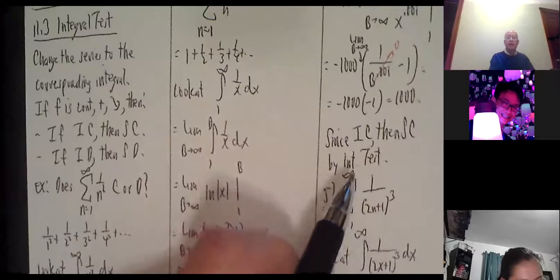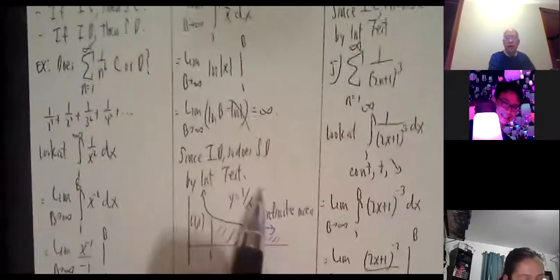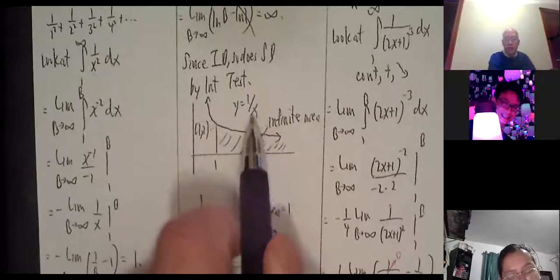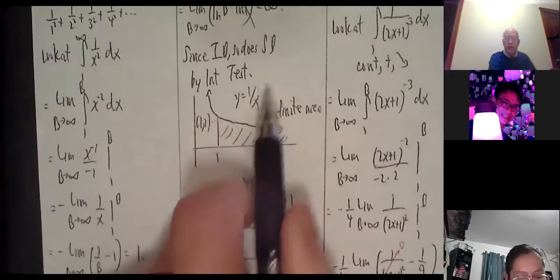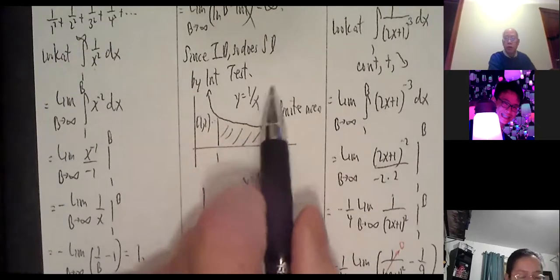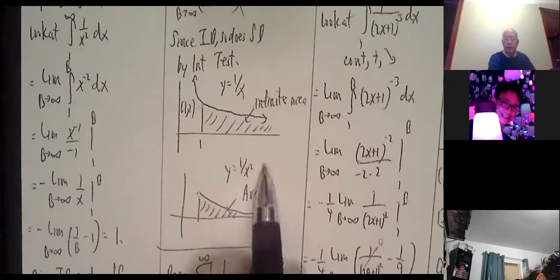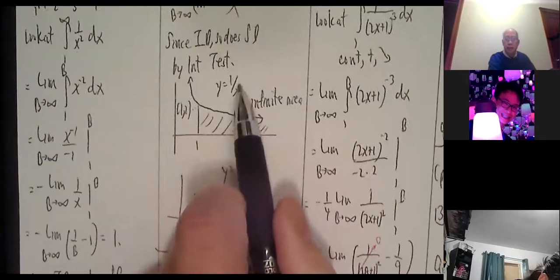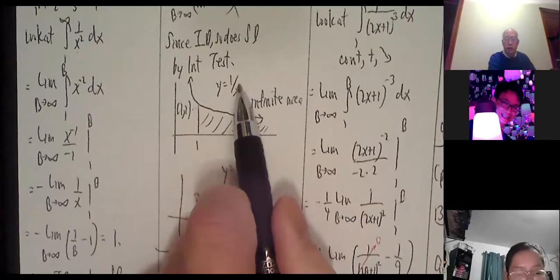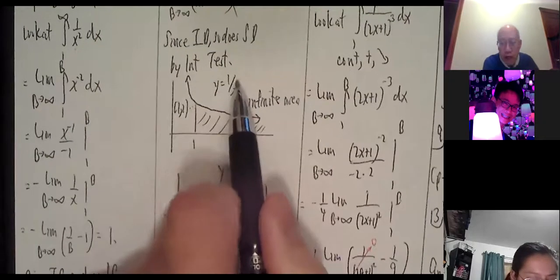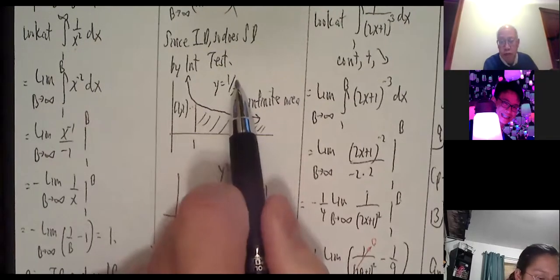That same logic would apply if I put any exponent bigger than 1. If I did 1.001, the logic would still be the same. Just any number bigger than 1, you'll have a convergent case. But if the exponent is equal to 1 or anything smaller, the series will diverge.